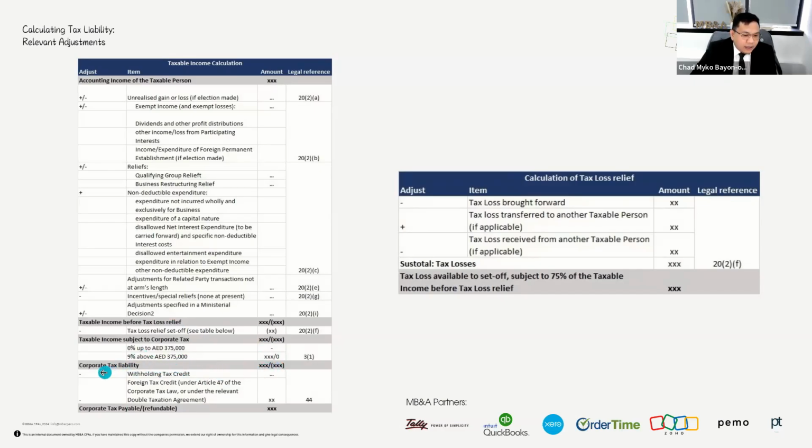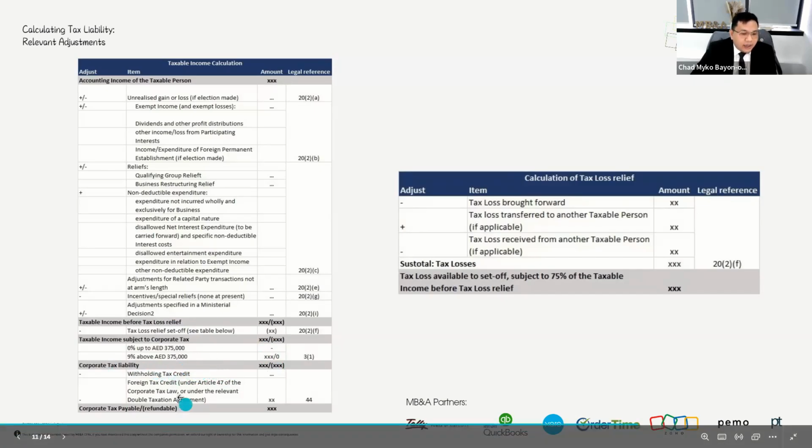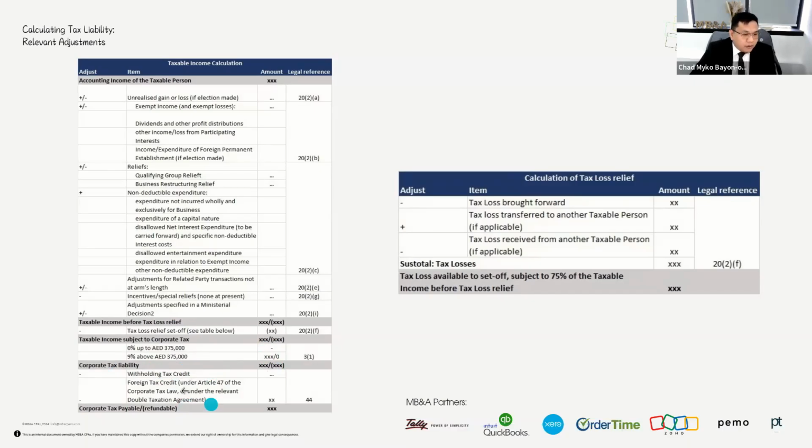And then we don't have withholding tax, so we will not have this. And if we have a double tax agreement, as we discussed earlier, that will be adjusted here as well. So we will be able to come up with the corporate tax payable or refundable.